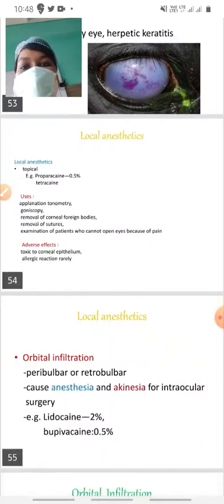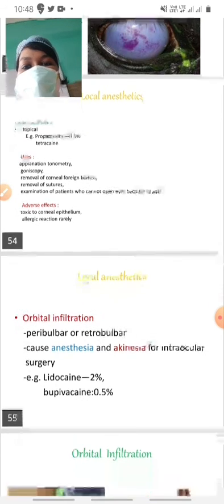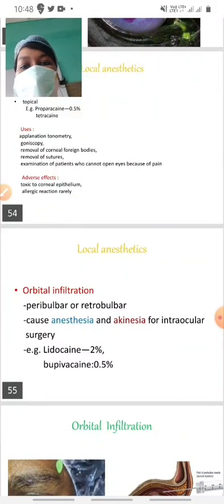And it can also be used during applanation tonometry to see the IOP, gonioscopy to see the angle of the eye, and during removal of the corneal foreign bodies in the OPD, removal of sutures, or the examination of patients who cannot open the eyes because of pain in cases of ulcer or uveitis. Now the adverse effects are that they might be toxic to the corneal epithelium, so we shouldn't overuse it, or it might rarely give rise to allergic reactions.